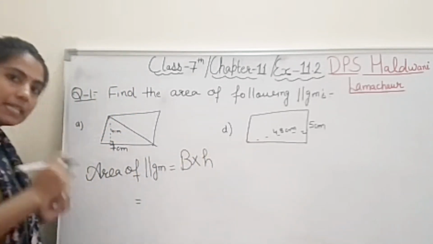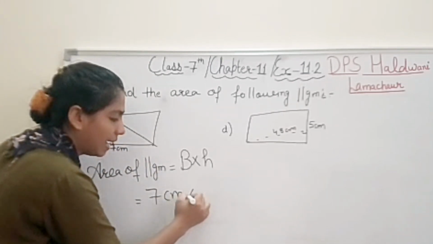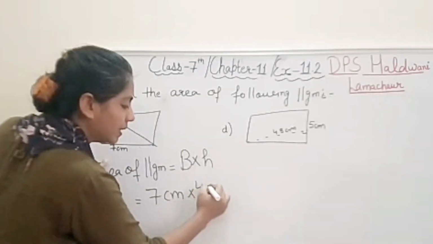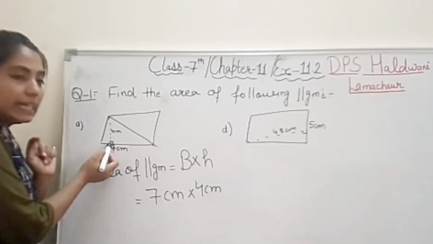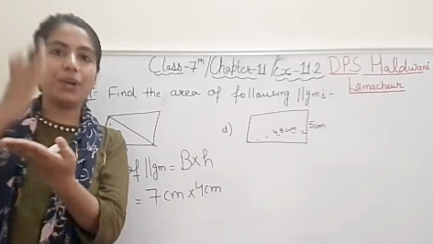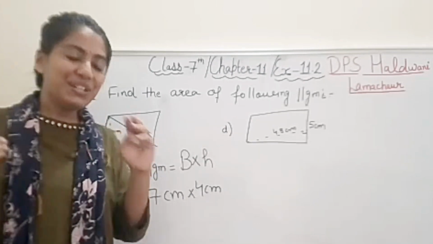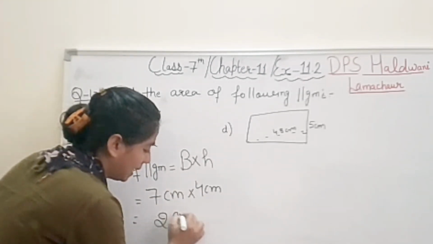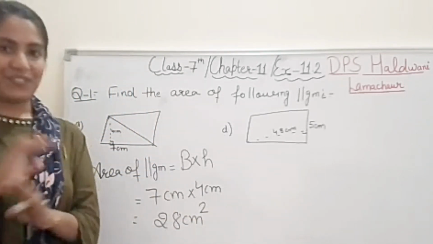So what is the base here? This is the base, that is 7 centimeter. And what is the height? As you know, this is the height, that is 4 centimeter. And always the height makes a right angle with the base. Obviously, if we are drawing base and height, it should be perpendicular. It will be a perpendicular, right? So base into height: simply 7 fours are 28 centimeter square. That's it, students. Very simple.